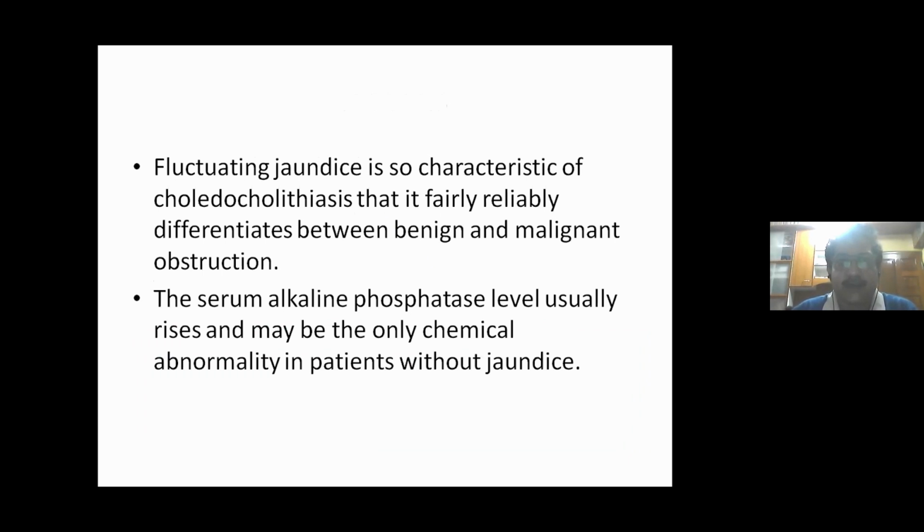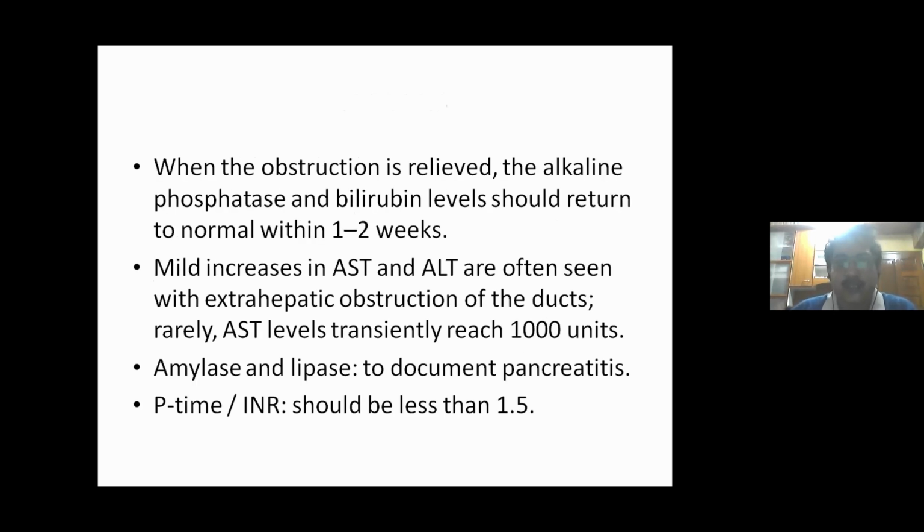Fluctuating jaundice is so characteristic of choledocholithiasis that it fairly reliably differentiates between benign and malignant obstruction. The serum alkaline phosphatase level usually rises and may be the only abnormality in patients without jaundice. When the obstruction is relieved, the alkaline phosphatase and bilirubin levels should return to normal within 1 to 2 weeks. Mild increases in AST and ALT are often seen. AST level may transiently reach 1000 units.